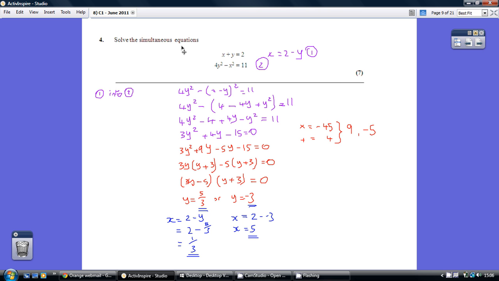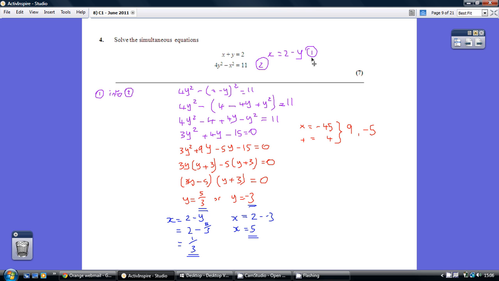To solve a simultaneous equation like this, where you've got some x squareds and y squareds, you can't do it by elimination, where you line them up and add the two equations to take them away. You have to do them by substitution. So start off by rearranging the simpler one to being x equals something or y being something. So I've gone for x equals 2 minus y.